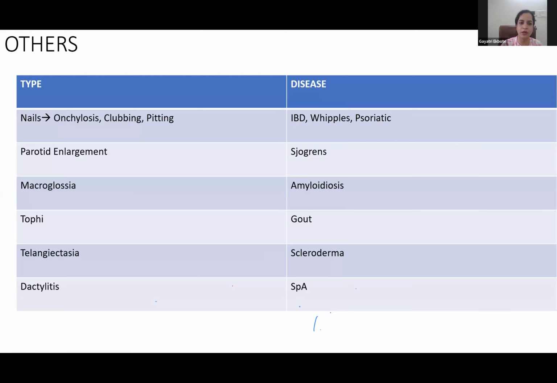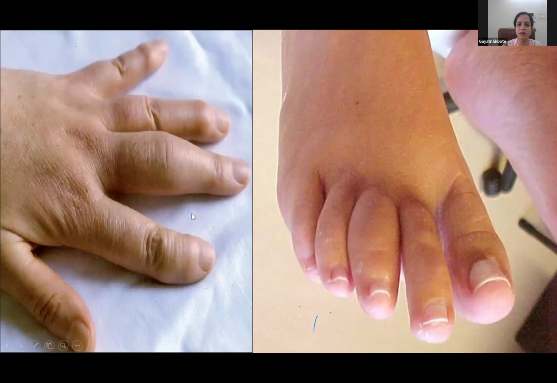Dactylitis could be a part of spondyloarthropathy. So this is dactylitis. You can see the whole digit is swollen and it's not just a single joint. So this is feet dactylitis. This is hand dactylitis. Literally the shape is like a sausage, so these are also called sausage fingers.